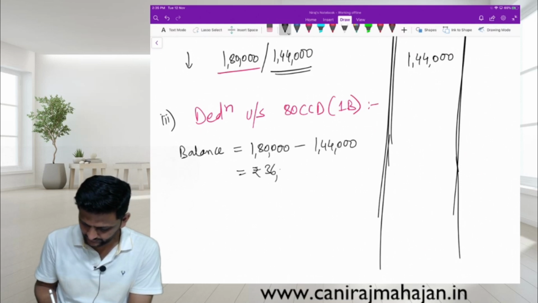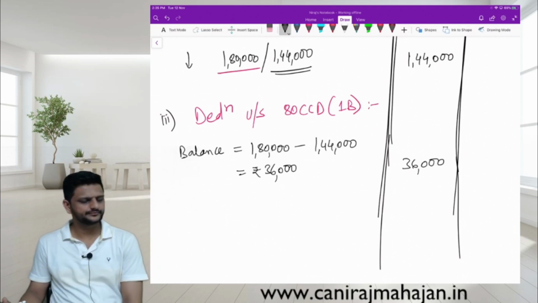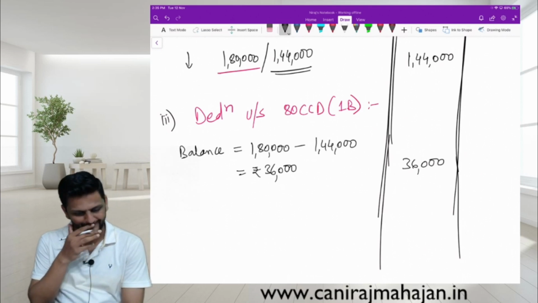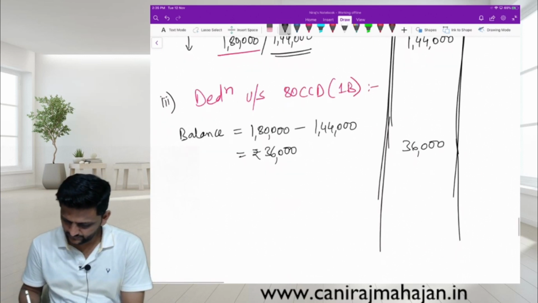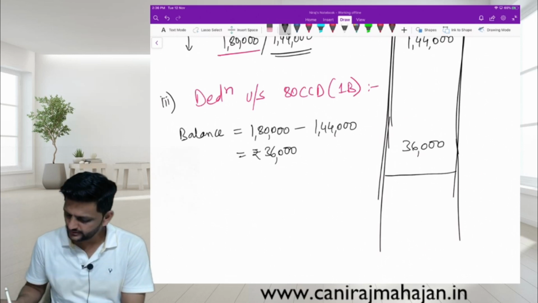Isn't it? Everyone got it? Understood, everyone? So ultimately you took the entire deduction of 1,80,000.